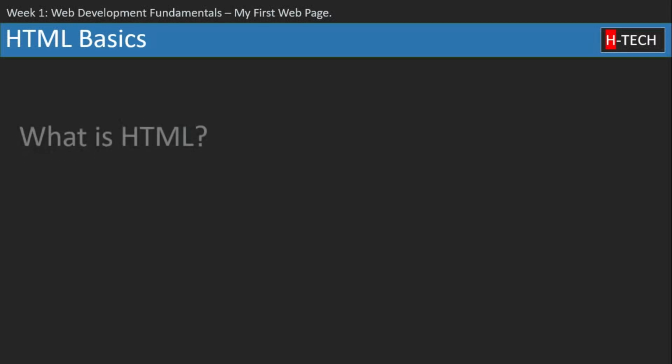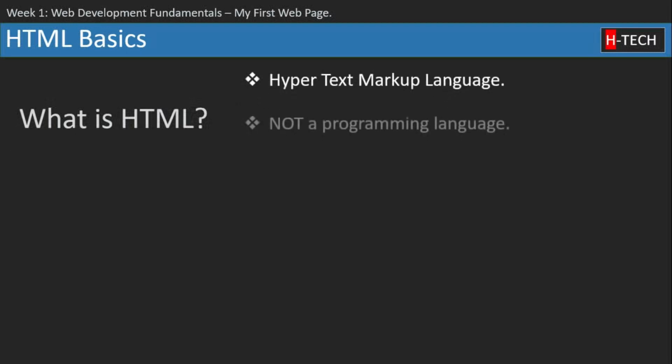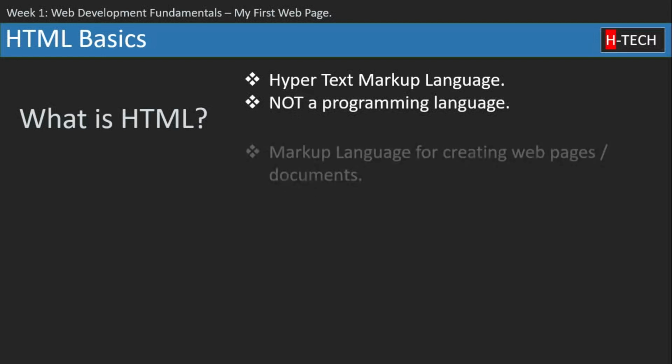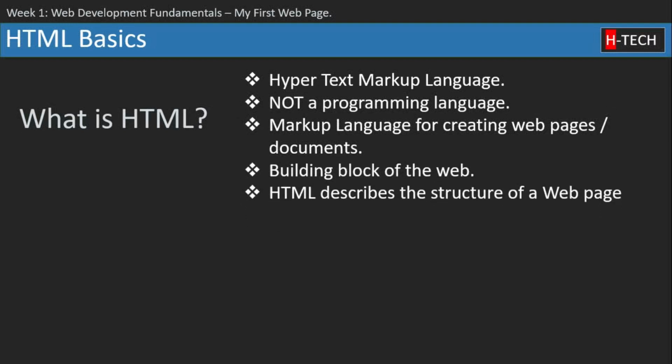In this video, we'll be looking at what is HTML. So what is HTML? HTML is known as Hypertext Markup Language. It is not a programming language, but it's a markup language for creating web pages and documents. That means it is the building block of the web because it actually describes the structure of a web page.